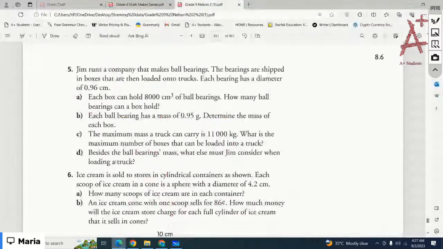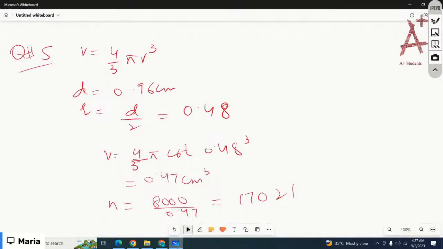Okay, the next one is each ball bearing has a mass of 0.95 gram. Determine the mass of each box. You have to calculate the mass of each box. Here are the ball bearings in the box. You have to do mass is 17,021 and you are given that is 0.95. Let's just multiply, it would be 16.16 kilograms.